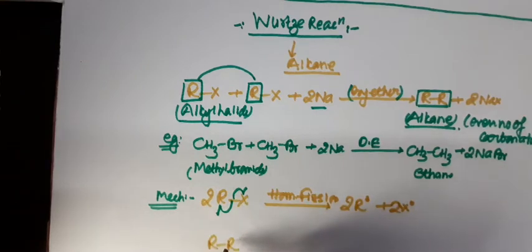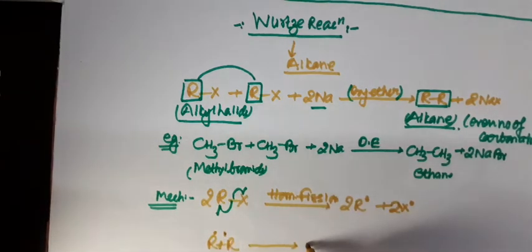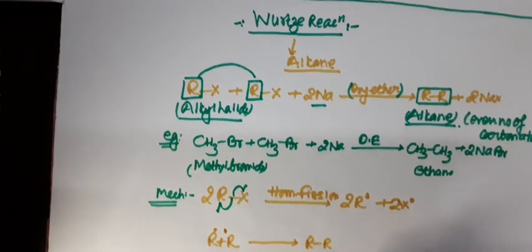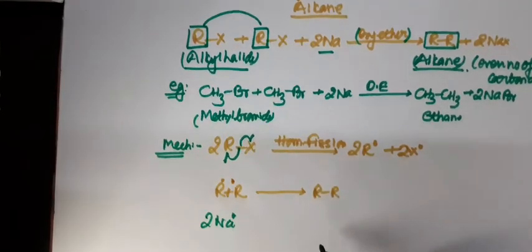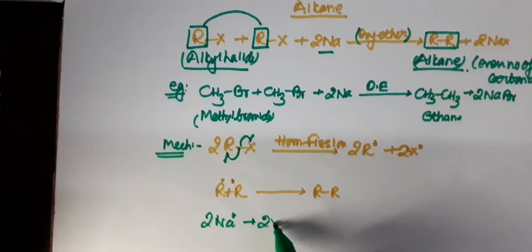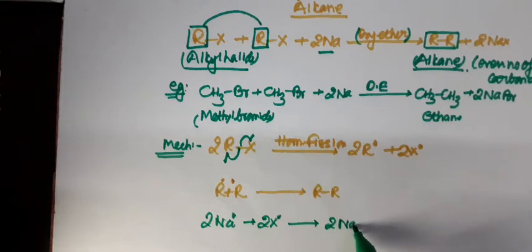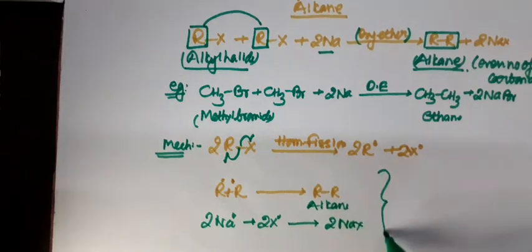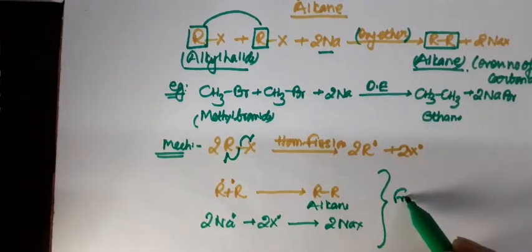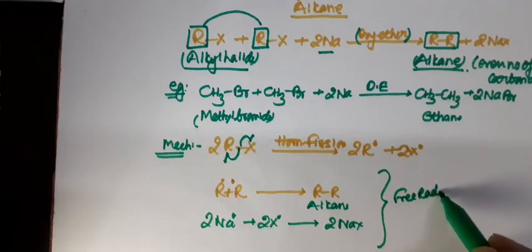Alkyl free radicals are interacting together and it forms alkane, and at last sodium has one free electron in its outermost shell, so it will combine with halogen free radical and form 2NaX, and this mechanism is known as free radical mechanism.